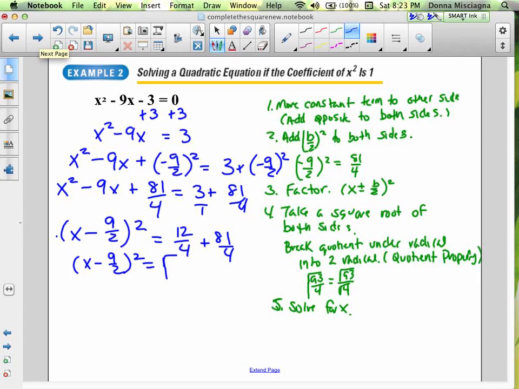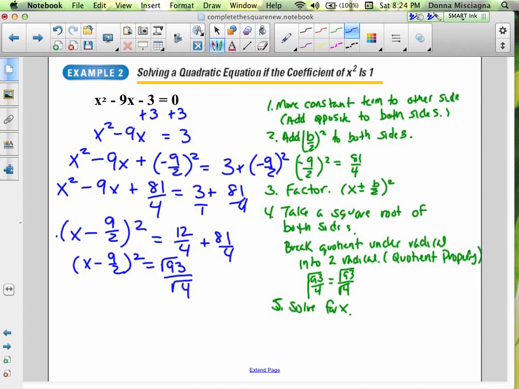Instead of writing that as one radical, the quotient property for radicals says I can write it as two. So the square root of 93 fourths is the same thing as the square root of 93 divided by the square root of 4. Those are the same. Right, because division is just the inverse of multiplication. We can split radicals into the product of factors, and we can split radicals into the quotient of factors too.